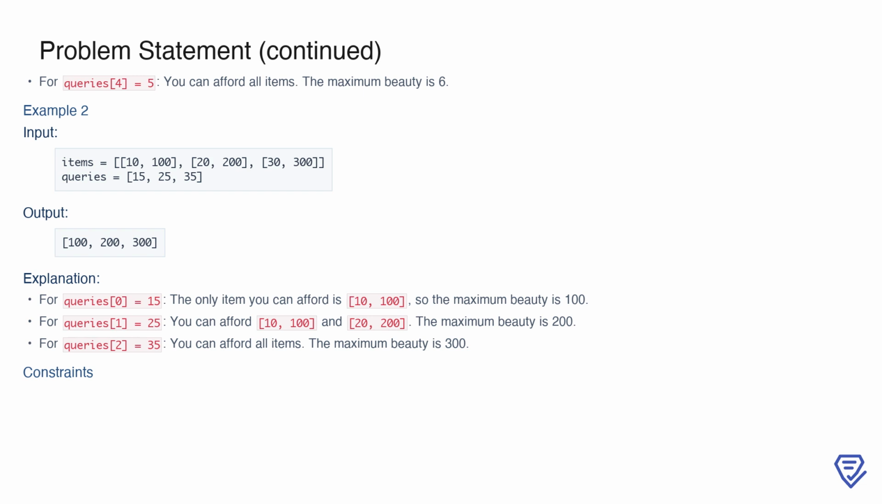In another example, consider items equals [10,100], [20,200], [30,300], and queries equals [15,25,35]. For the first query, you can only afford [10,100], so the maximum beauty is 100. For the second query, with a price limit of 25, you can afford [10,100] and [20,200], and the maximum beauty is 200. For the third query, with a maximum price of 35, all items are affordable, so the maximum beauty is 300. The output for this example is [100,200,300].